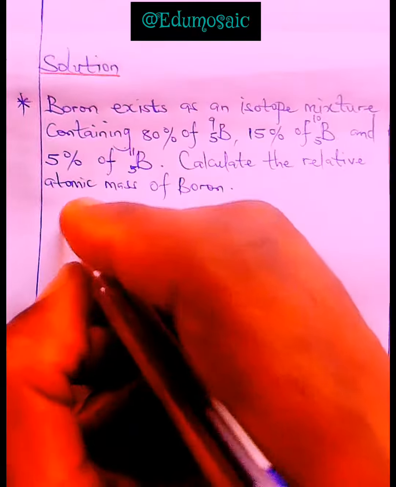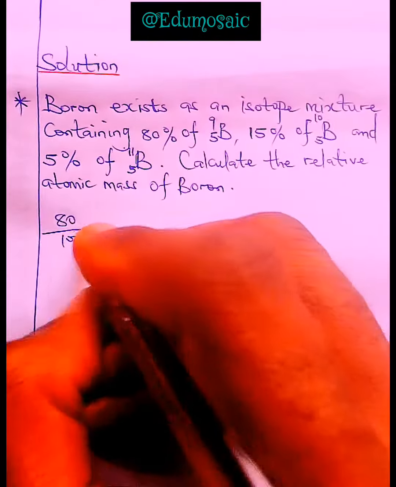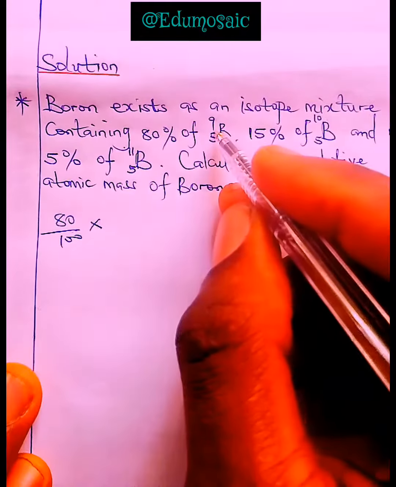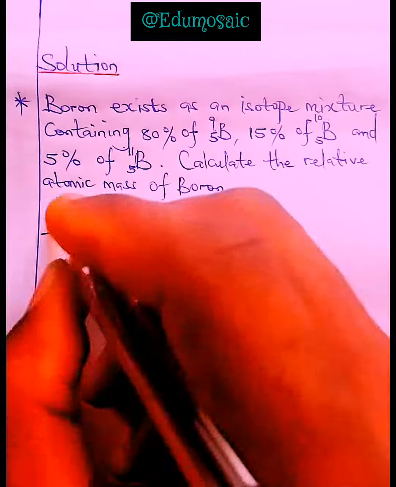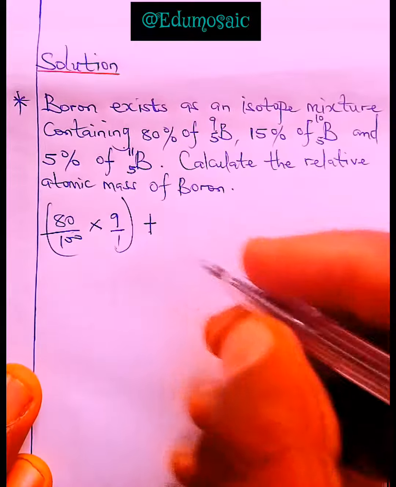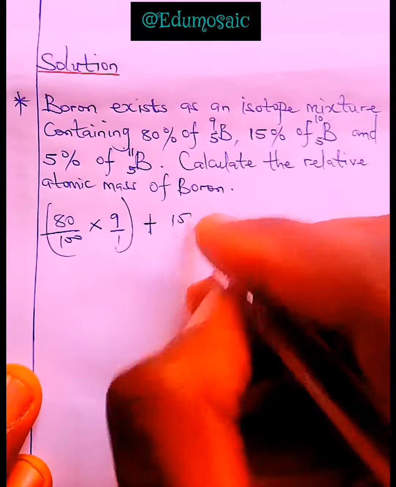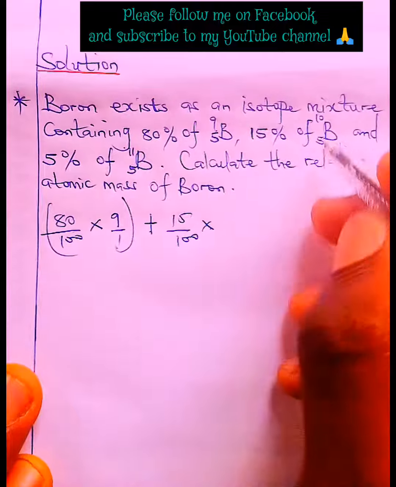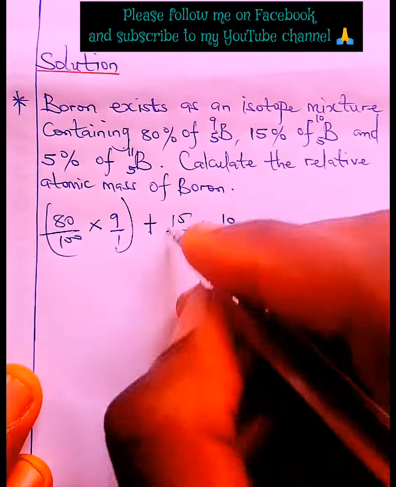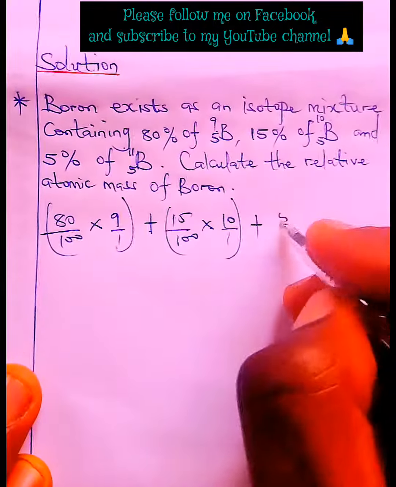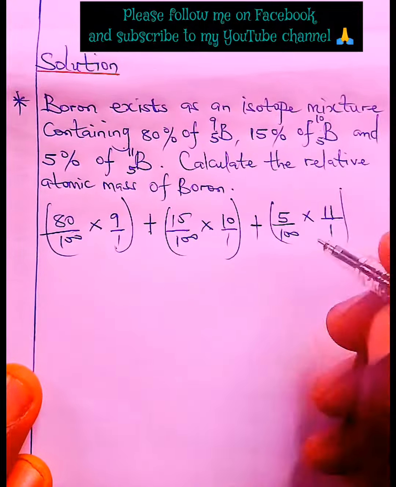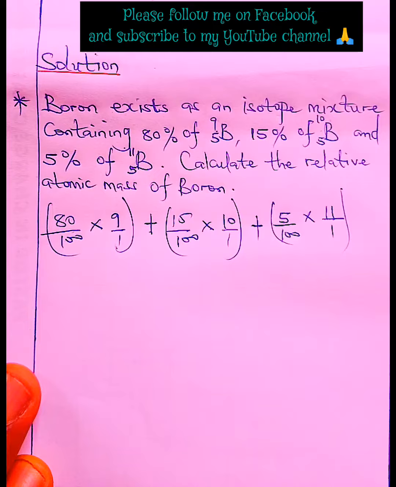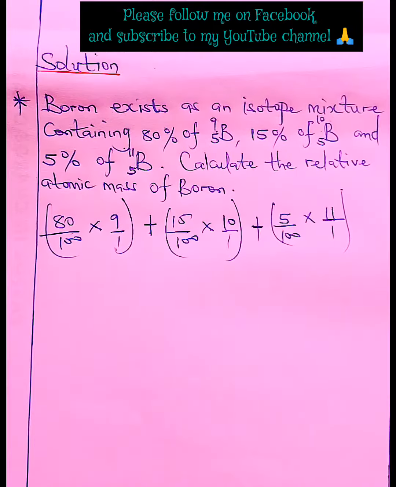So that's going to be 80 over 100 times the atomic mass unit of the first isotope, 9 over 1. Then summation, we're going to be adding them all up. So that's 15 over 100 times the next isotope, 10 over 1. Then the last, 5 over 100 times 11 over 1. So we're going to be punching in these figures into our calculator to see what we're going to get.